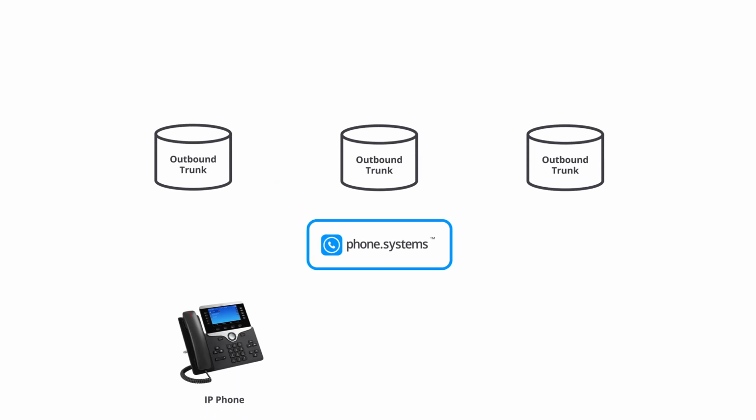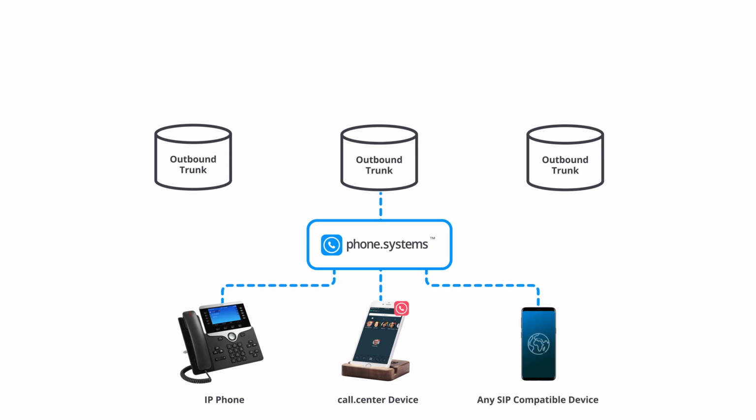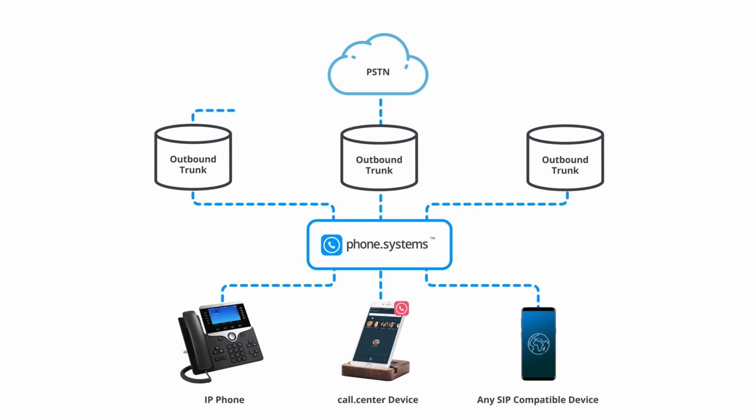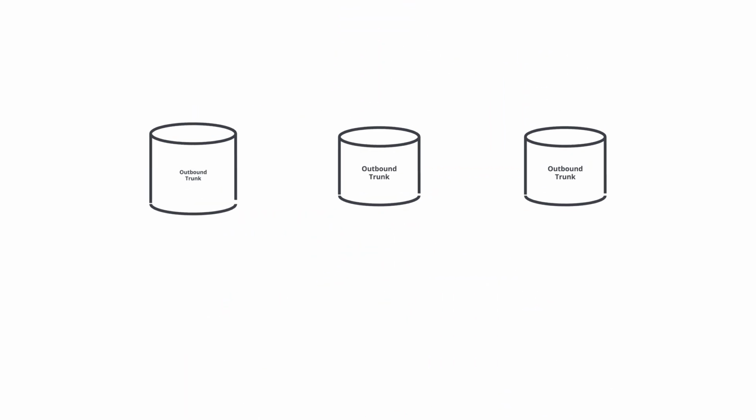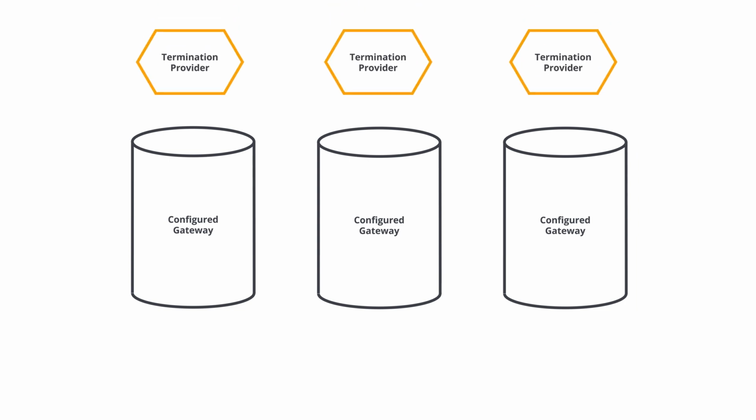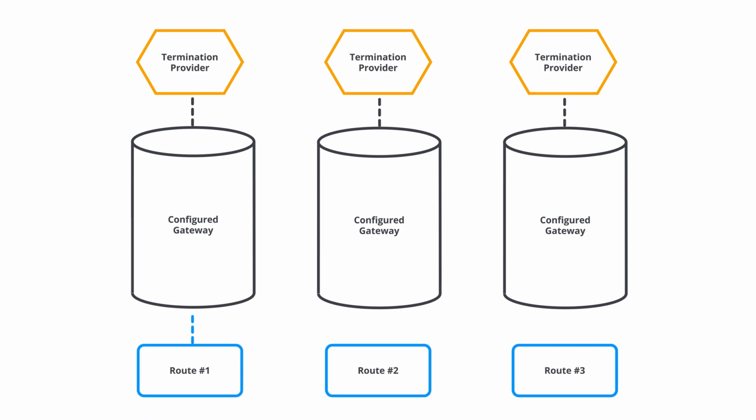Phone Systems Outbound Trunks section allows you to add call termination service providers that are used to enable outgoing calls for your SIP accounts, as well as call forwarding to phone numbers. They consist of a gateway that is used for communication between phone systems and the SIP trunk provider, and a route that defines which calls should go through which gateway.